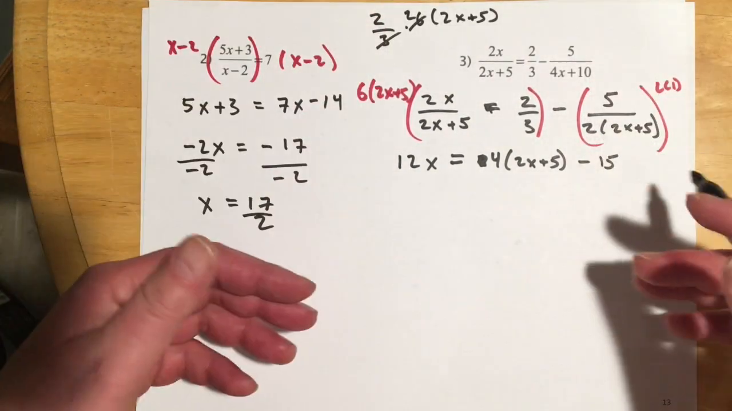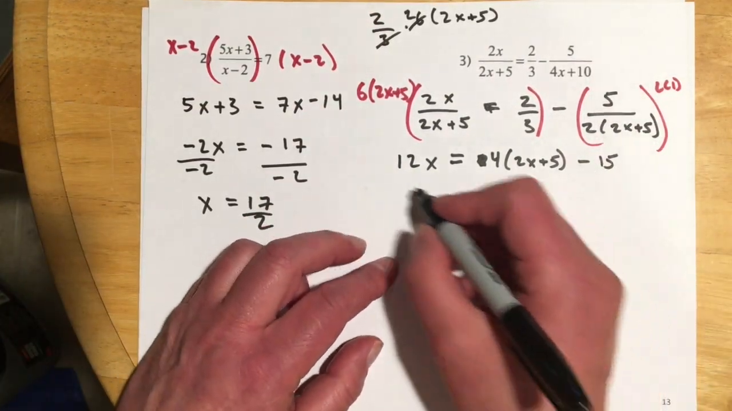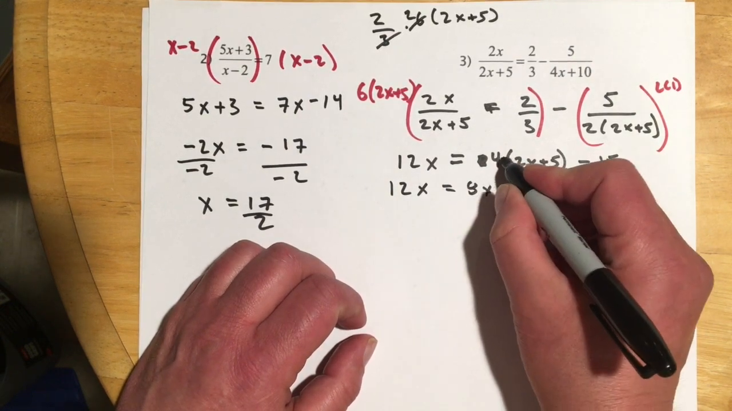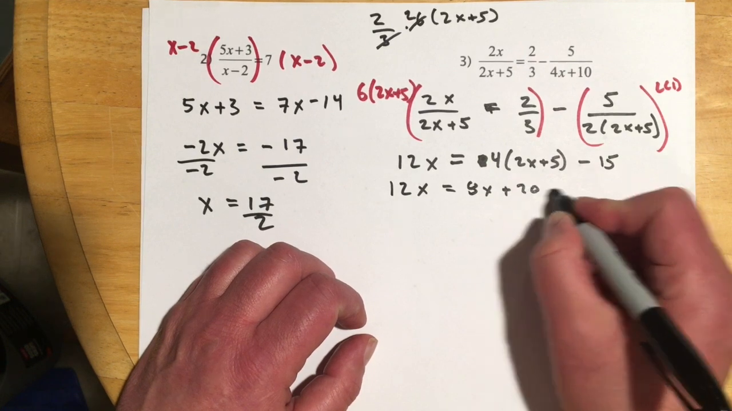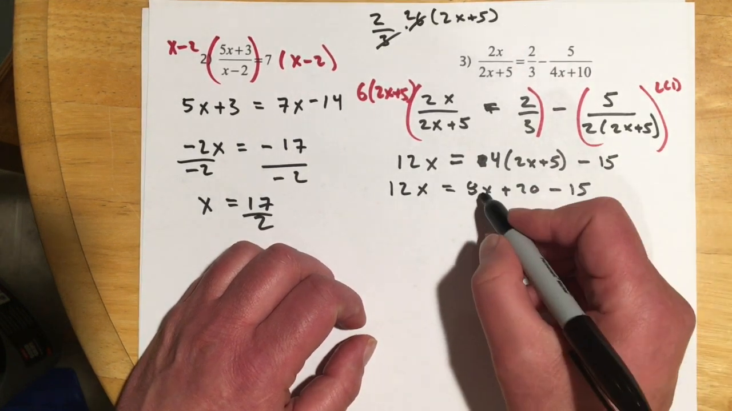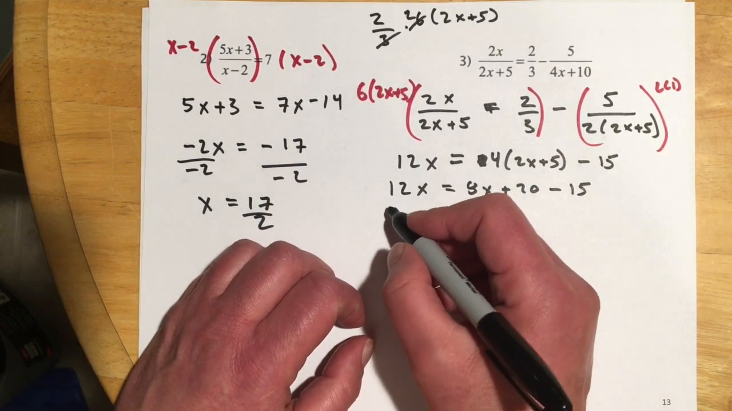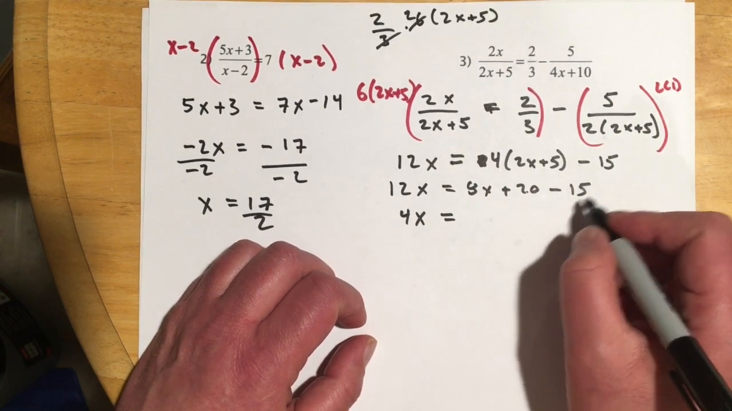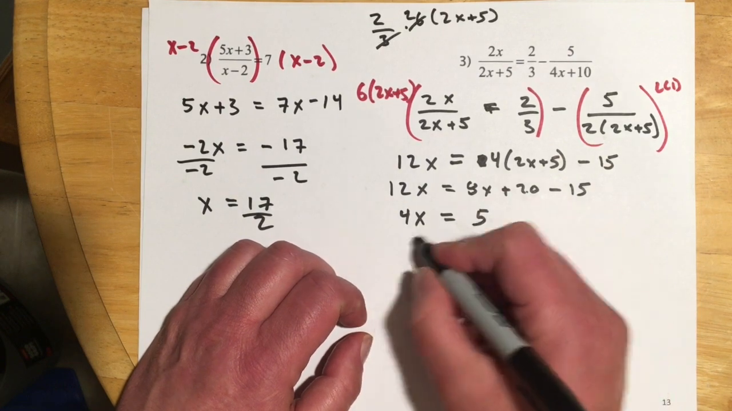So again, if you can just kind of get rid of the fractions, what's left isn't too bad. So 12x, that'll be an 8x, 4 and 5 for 20, minus 15. I'm going to bring the 8x over, and so that's going to make 4x equals, and then 20 minus 15 would leave 5, and then divide by 4.